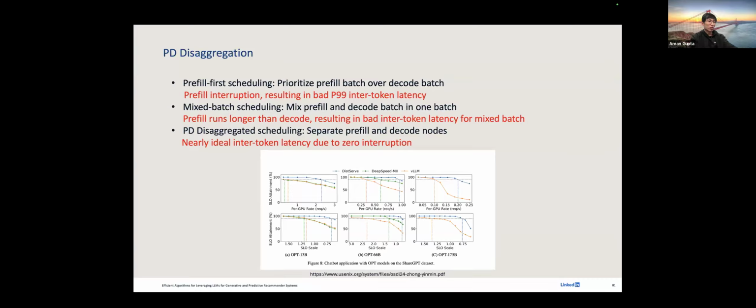Also, PD disaggregation achieves much smoother, lower, and more stable token generation latency curves compared to traditional scheduling. So this is a great example where architectural disaggregation, not just algorithmic tuning, leads to a major leap in system performance.